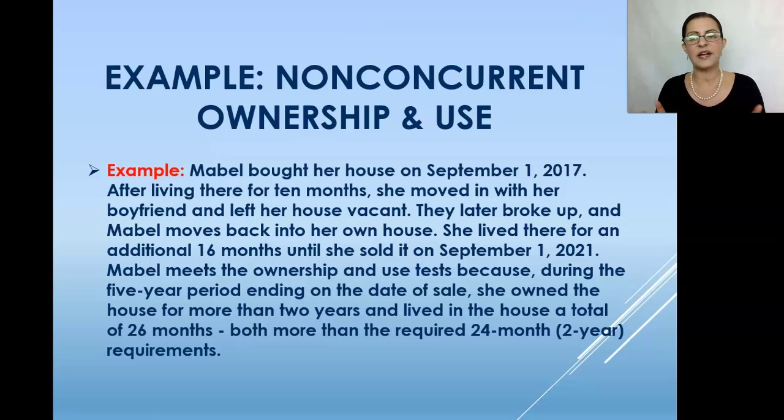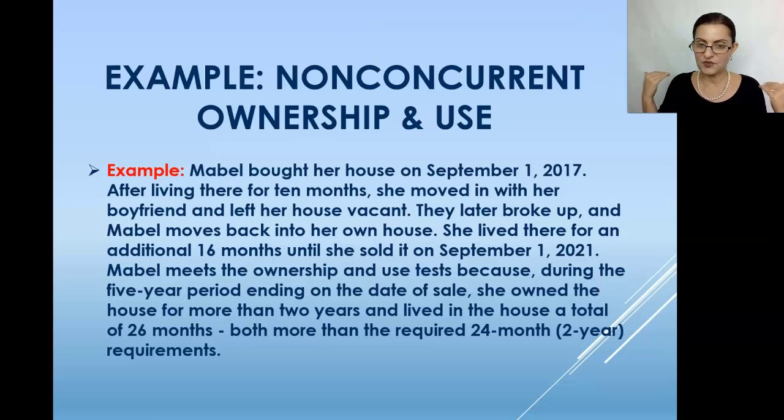She can still qualify as long as she meets the test in the look-back period, because remember the look-back period is 5 years. So she buys the house September 2017. She only lives there for 10 months, and then she moves in with her boyfriend. They later break up, and Mabel moves back into her own house. She lived there for an additional 16 months until she sold it on September 1st, 2021. Mabel meets the ownership and use test because during the 5-year period ending on the date of the sale, September 1st, 2021, you look back 5 years from that date.